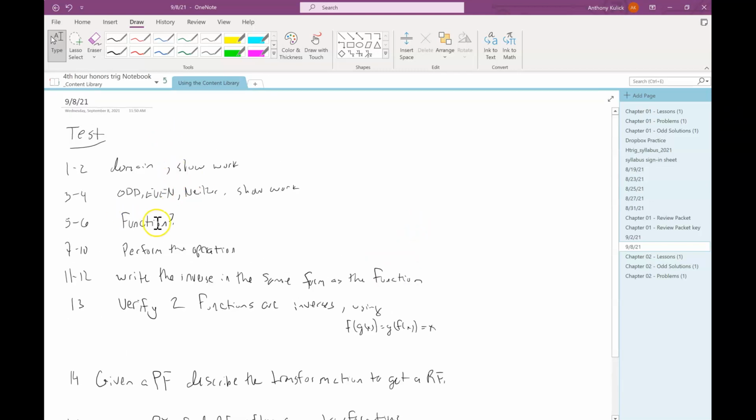You probably know the odd-even definition, right? Even is f of negative x equals f of x, and odd is f of negative x equals negative f of x. But there's not a lot of specific formula stuff in here. Does that feel okay?